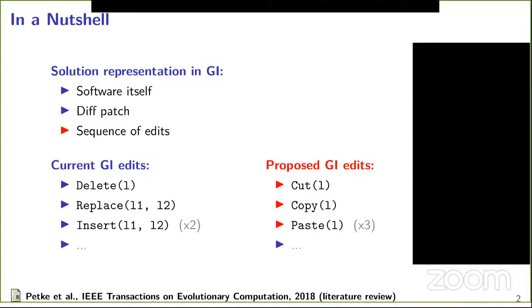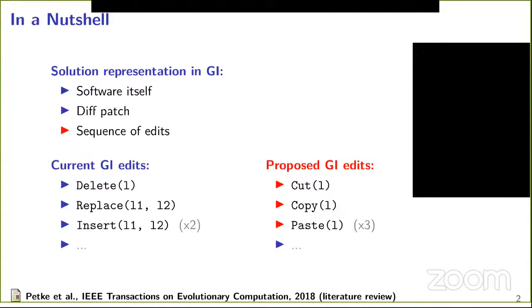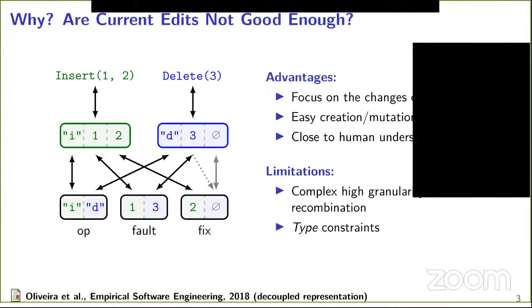In genetic improvement, you have multiple solution representations. You can deal with the software itself, you can deal with diff patches, but nowadays most GI work uses sequences of edits. The most usual GI edits are deletion, replacement, and insertion. I will introduce a new set of edits with cut, copy, and paste. So the big question is why?